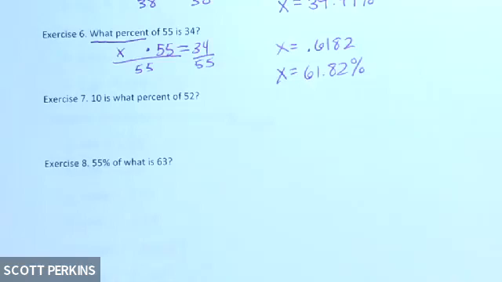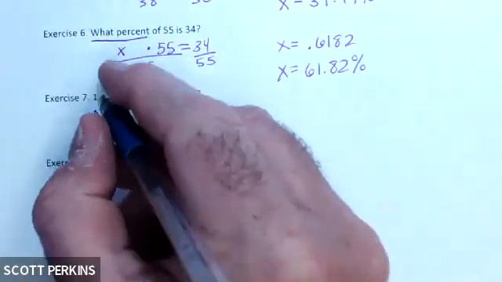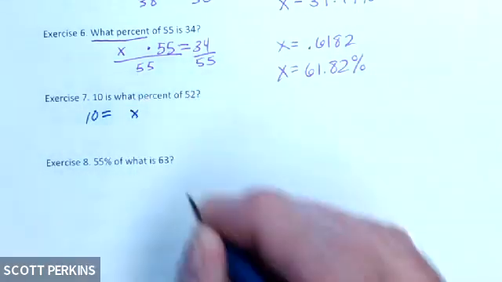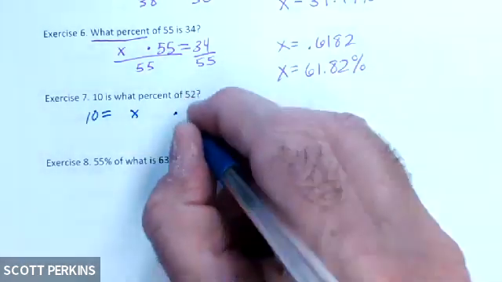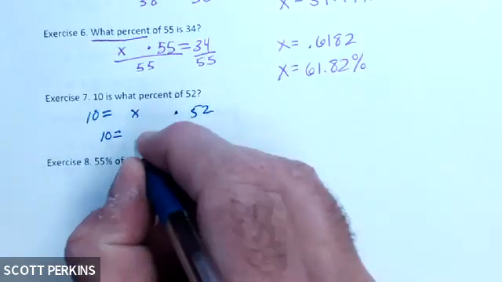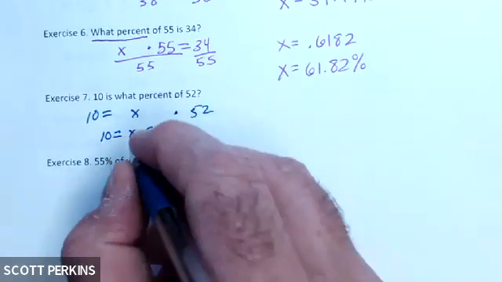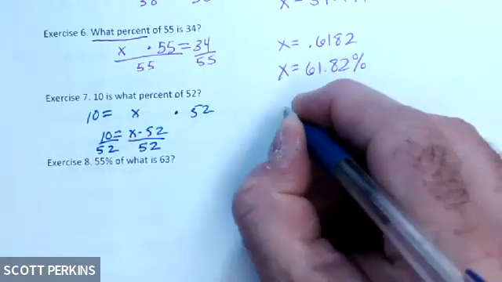I just put the words in a different order on this problem just so that we don't get too used to seeing it in a particular way. So 10 is means equals. What percent? Again, I don't know, so I'll call that X. The word of means to multiply by 52. Okay, so I've written everything kind of really far apart for whatever reason. Let me scrunch this together a little bit. So 10 is equal to X times 52. So the opposite of multiplying by 52 is dividing by 52.